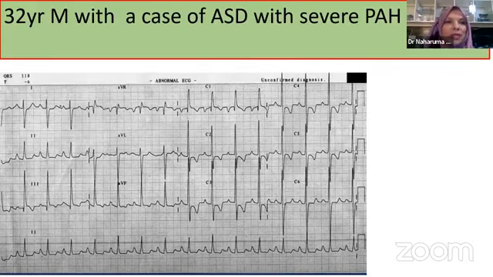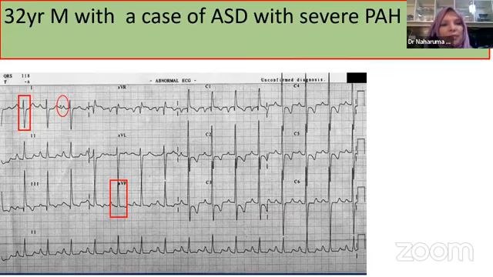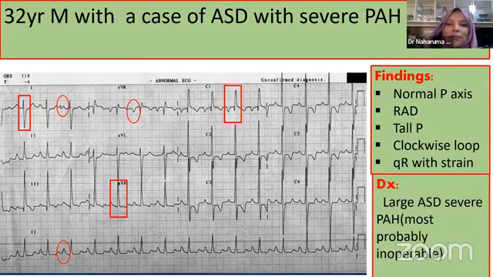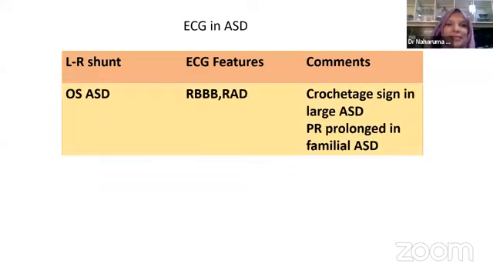Now this is a 32-year male, a known case of ASD with severe pulmonary hypertension; the axis is right axis. The P axis is normal, and in lead 2 there is P pulmonale, a tall P. And if we see the QR pattern with strain, it is also very suggestive of severe pulmonary hypertension. If we correlate clinically, this patient most probably has become inoperable. So we can summarize that in ASD secundum, RBBB will be present in all cases.